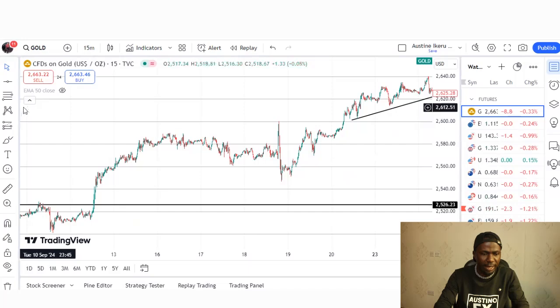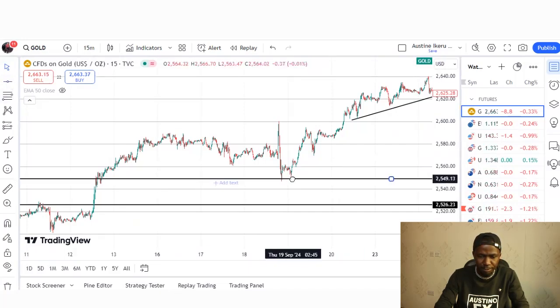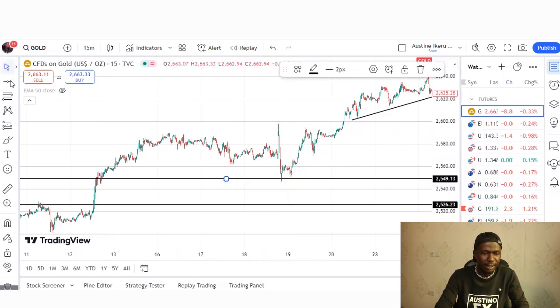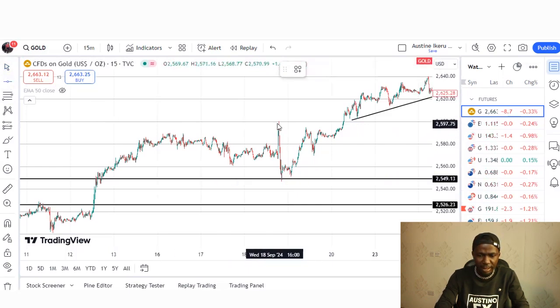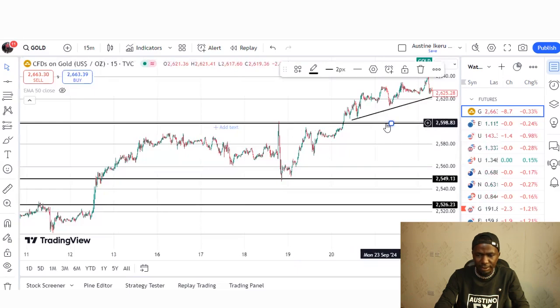So where do you buy? You buy at the lows. So this is where you're expected to take your buy trade. So if the price makes a pullback to this level, you take a buy trade. And the price makes a pullback to this previous high, you take a buy trade, right?